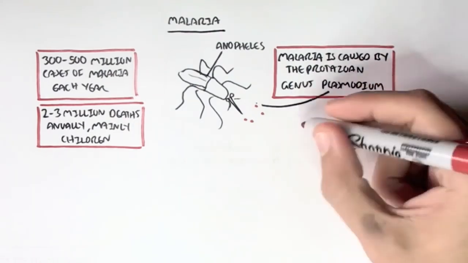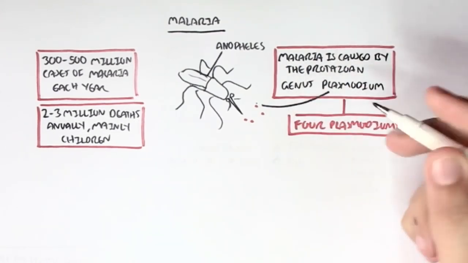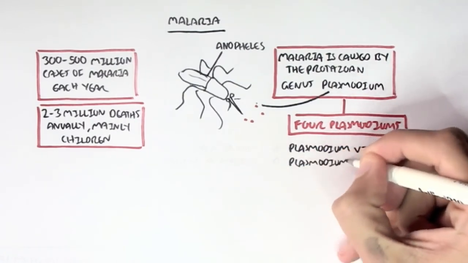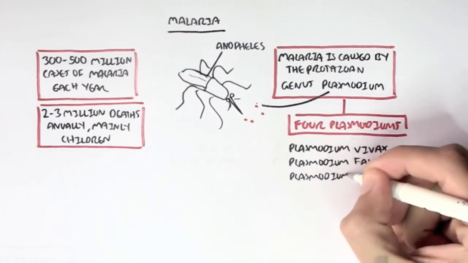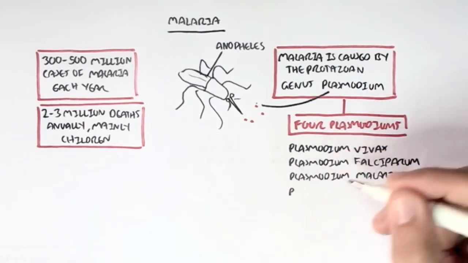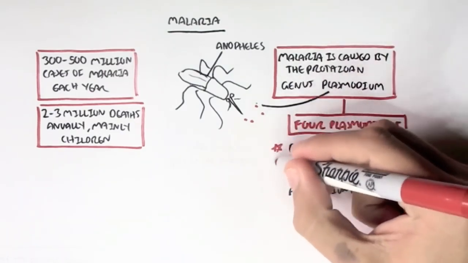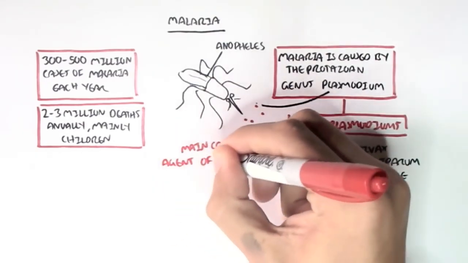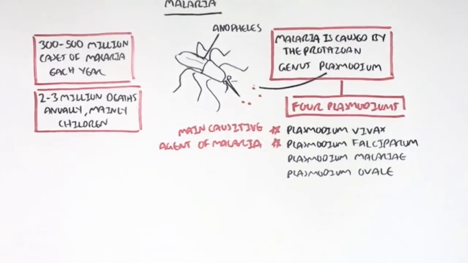So Plasmodium is a parasitic genus that causes malaria. There are actually a few types of Plasmodium that infect man. These are Plasmodium vivax, Plasmodium falciparum, Plasmodium malariae, and Plasmodium ovale. Now, as the name suggests, you would probably think Plasmodium malariae is the main causative agent, but it's actually not. Plasmodium vivax and Plasmodium falciparum are the main agents of malaria.